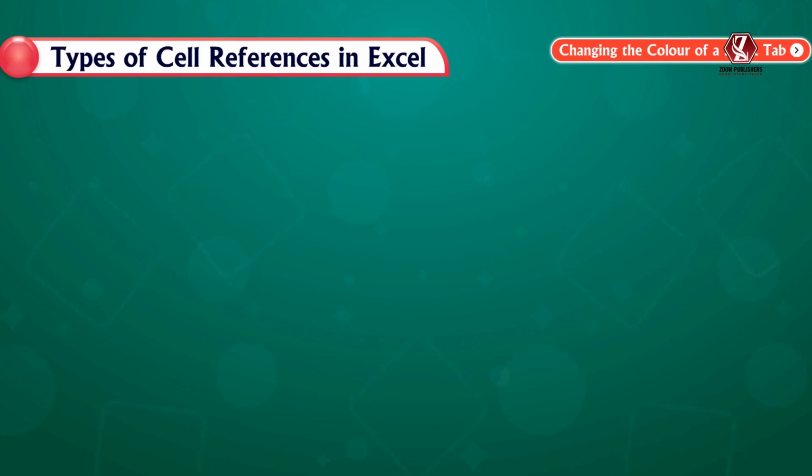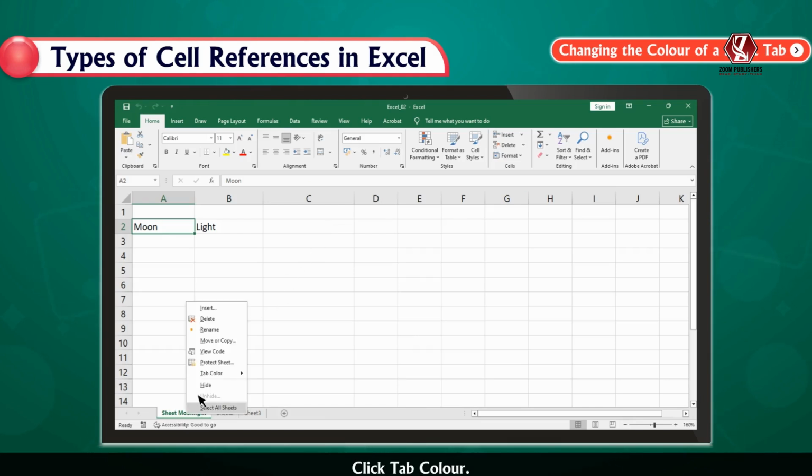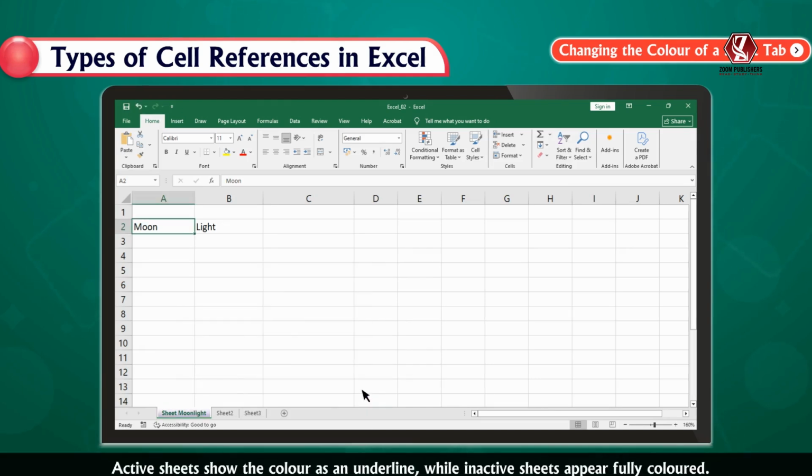Changing the color of a sheet tab. Changing tab colors helps you organize related sheets visually. Steps are right-click the Sheet tab, click Tab Color, choose a color. Active sheets show the color as an underline, while inactive sheets appear fully colored.